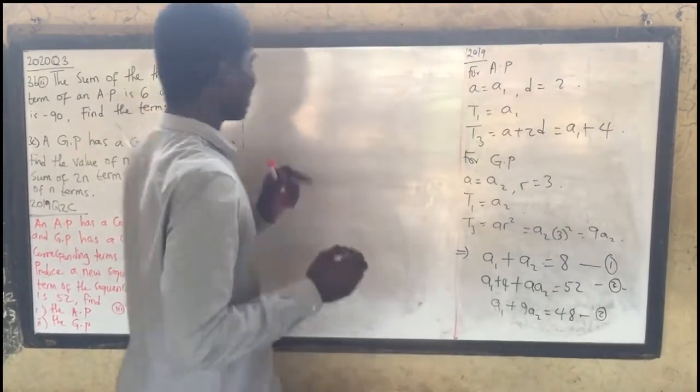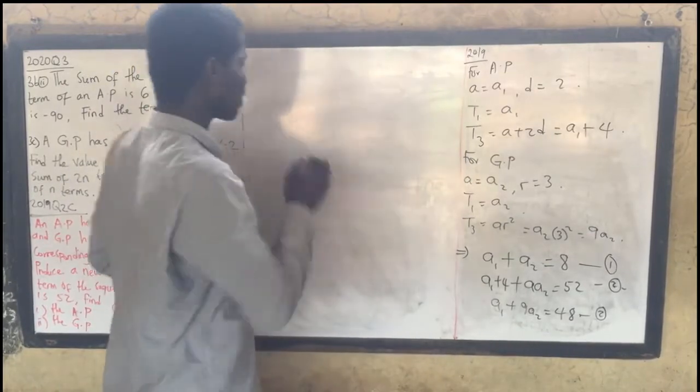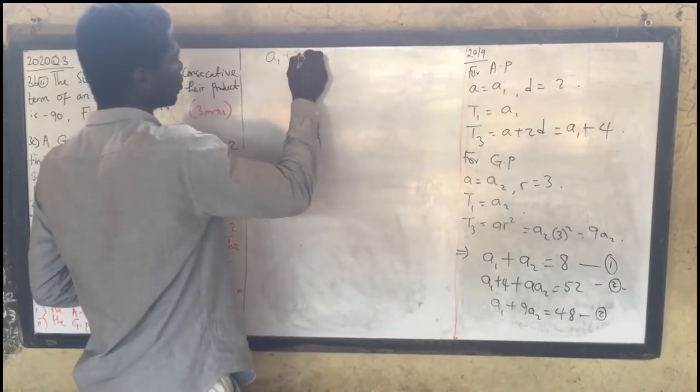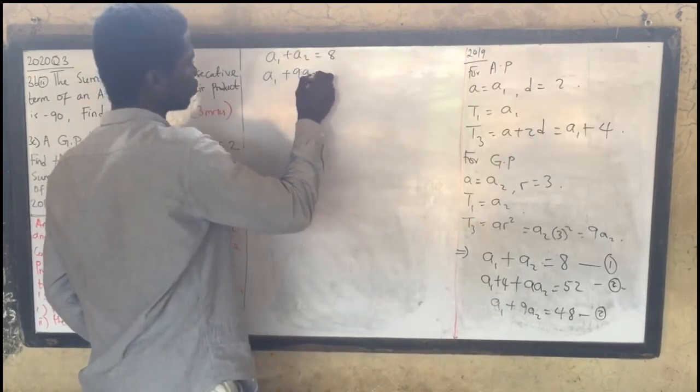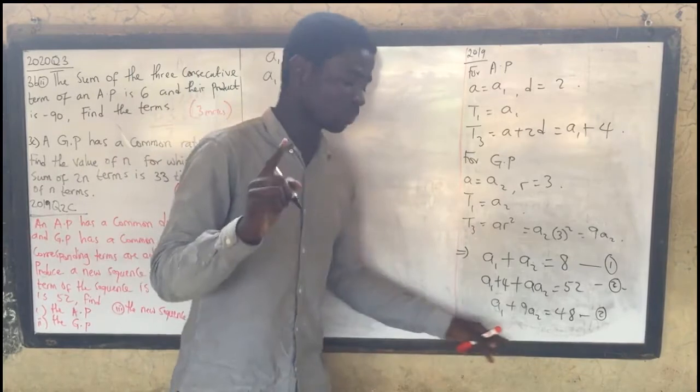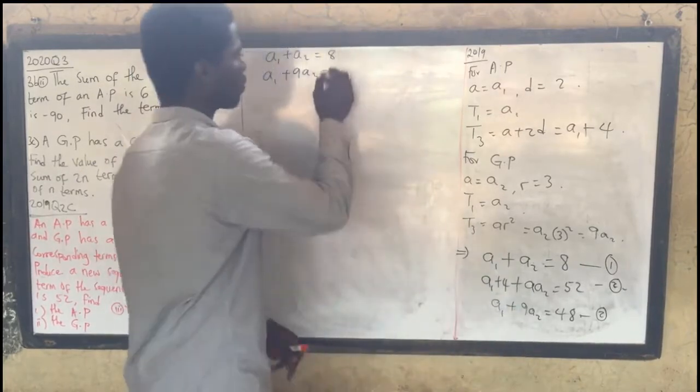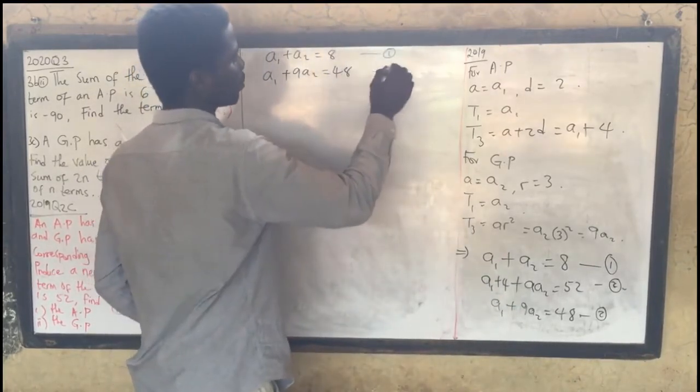So now, let us solve the simultaneous equations. Equation 1 is A1 plus A2 is 8. Equation 2 is A1 plus 9A2 is equal to 48. If you don't know how to solve simultaneous equations, please pay attention and listen now.